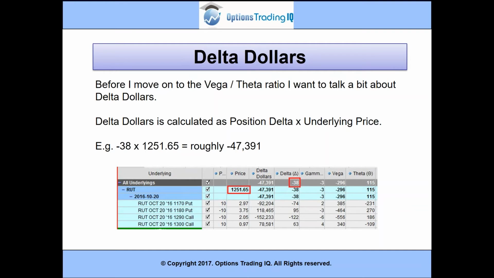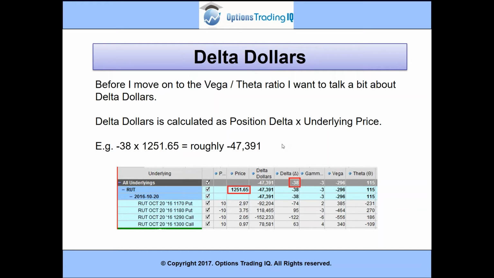Okay, so I'll just repeat that again. Delta dollars is calculated as position delta times underlying price, and we're looking at the entire position. I don't really care about the individual strikes. I look at the total position, negative 38 times the index price, or the stock price if you're trading a stock. That's our dollar exposure, okay?